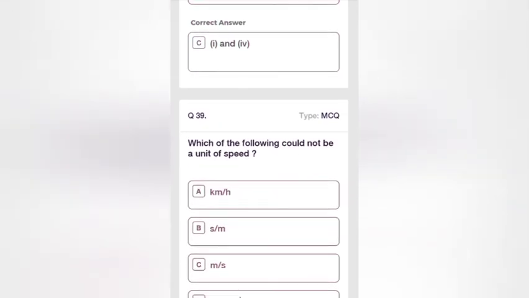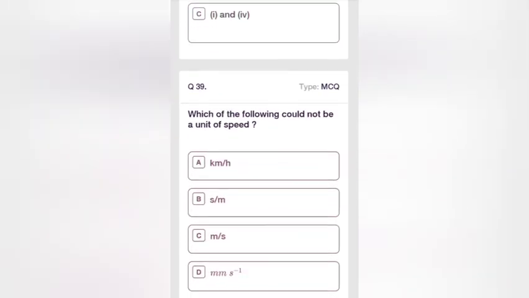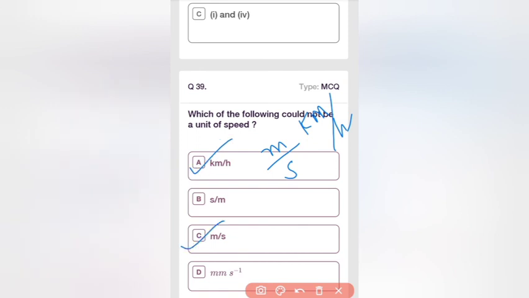Which of the following could not be the unit of speed? It can be meter per second. Actually, the unit is meter per second. It can be kilometer per hour. Okay. It can be meter per second. That's right. It can be millimeter per second. That's also right. But it can't be second per.